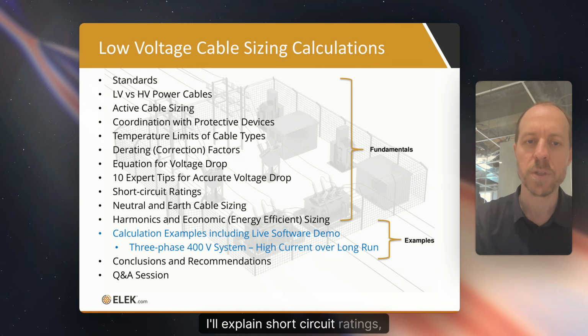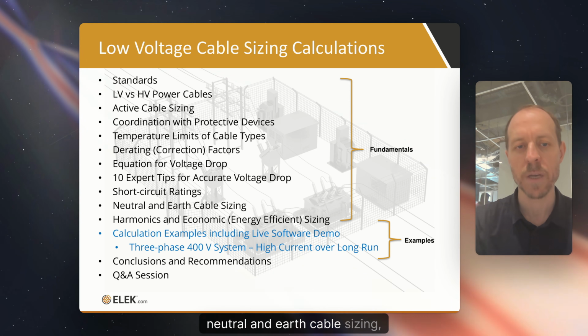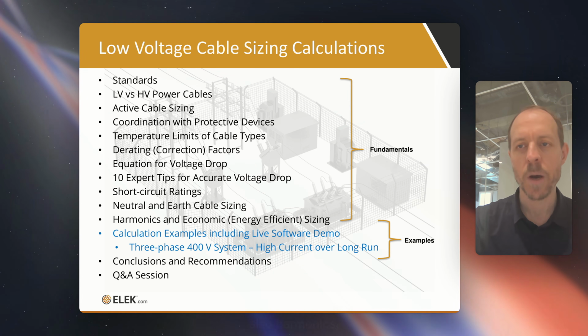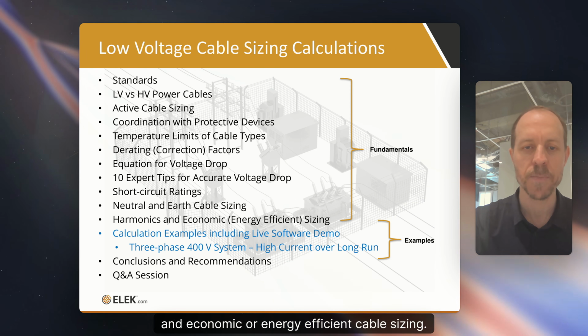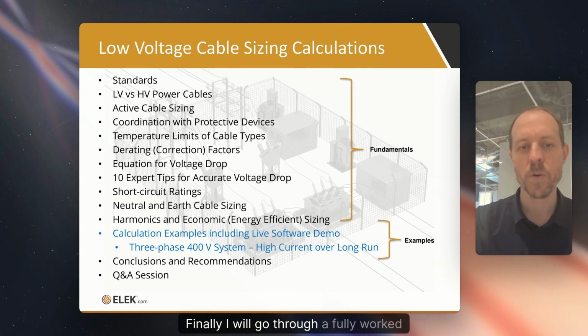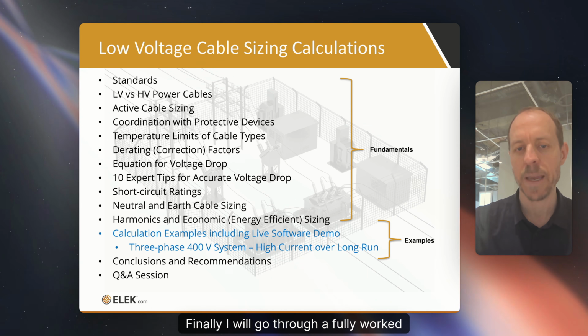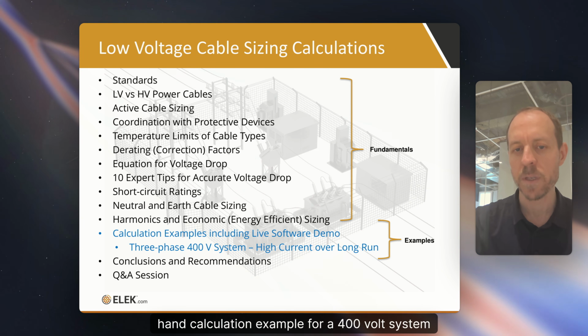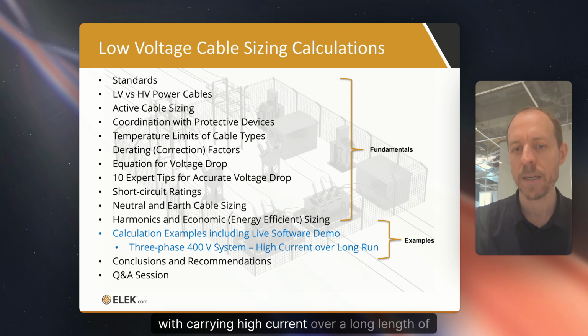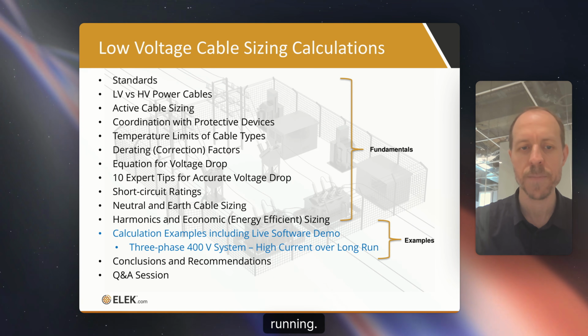I'll explain short circuit ratings, neutral and earth cable sizing, also harmonics and economic or energy efficient cable sizing. Finally, I will go through a fully worked hand calculation example for a 400 volt system carrying high current over a long length of run.